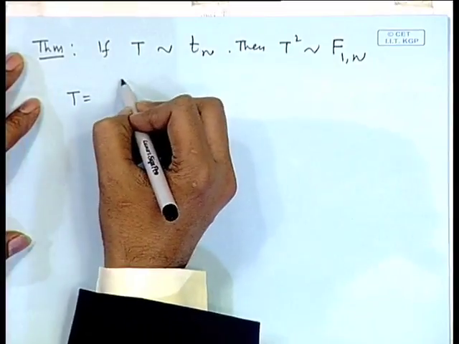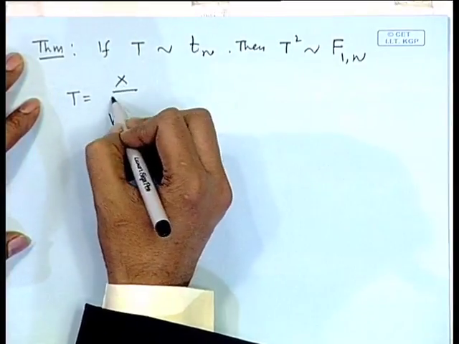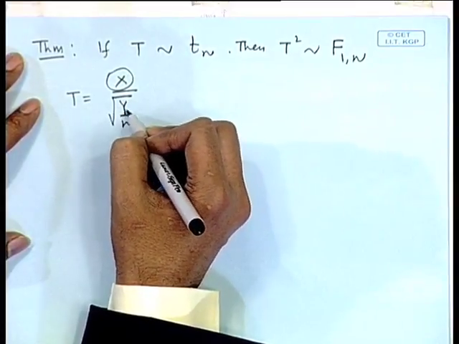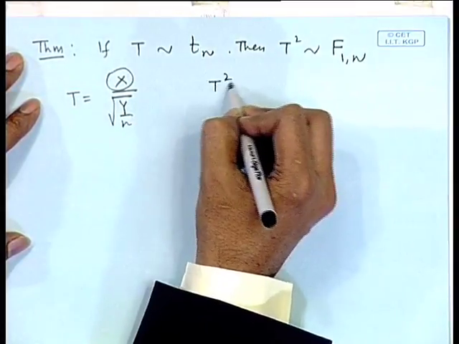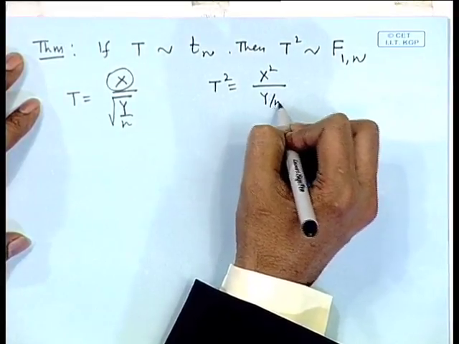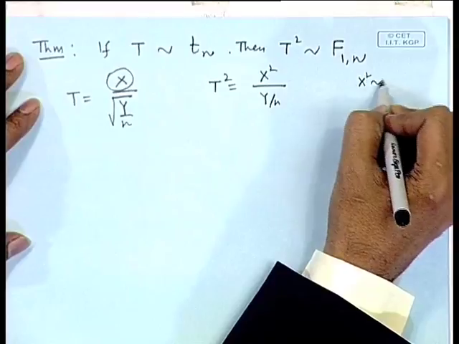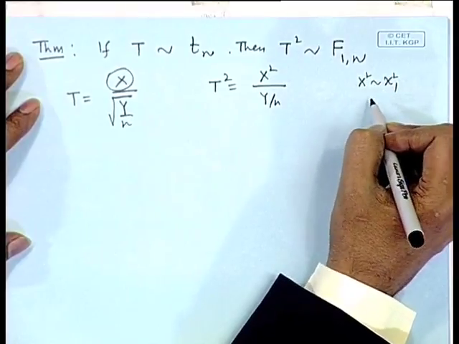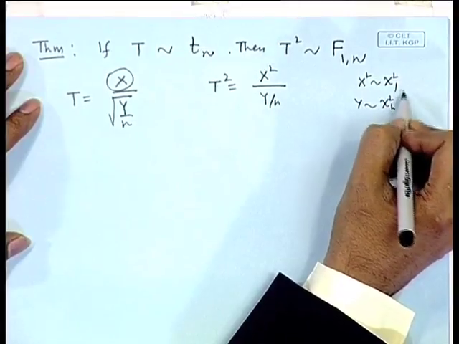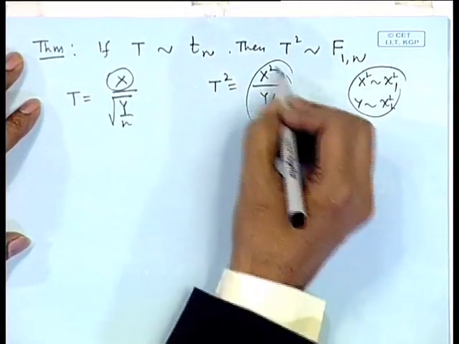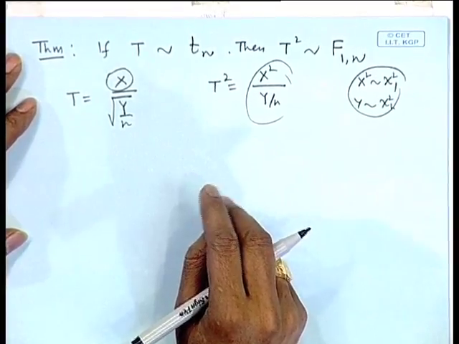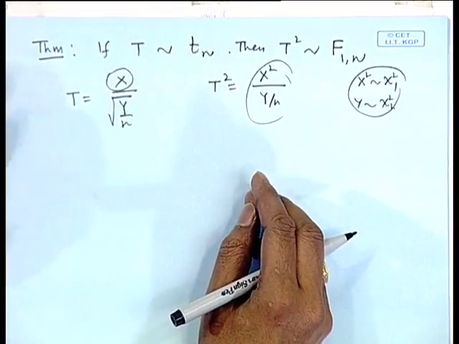See, we can write t as x divided by root y by n, where x is a standard normal and y is a chi-square variable. So, if I look at t square, that is x square by y by n. Now, this x square will be chi-square on 1 degree of freedom and y will be chi-square on n degrees of freedom. So, this is nothing but the definition of an f variable on 1 and n degrees of freedom.